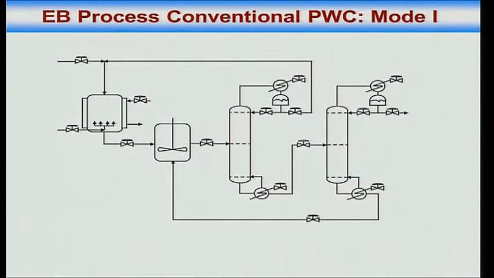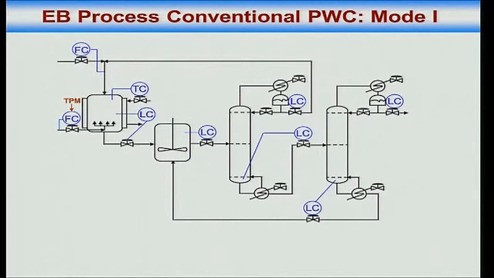Now conventionally what you would do is you would flow control the limiting reactant, which is ethylene, to the reactor. You will keep total benzene going in constant to prevent snowballing and feed benzene as a makeup stream. Yeah, all right. Then the rest is level control, temperature control.